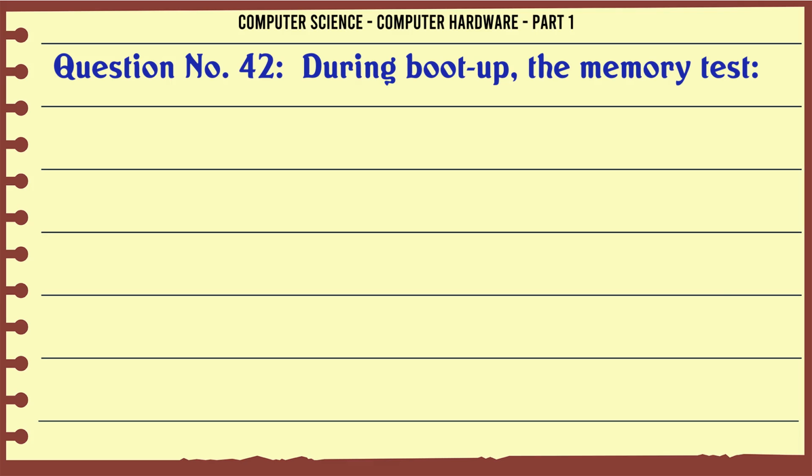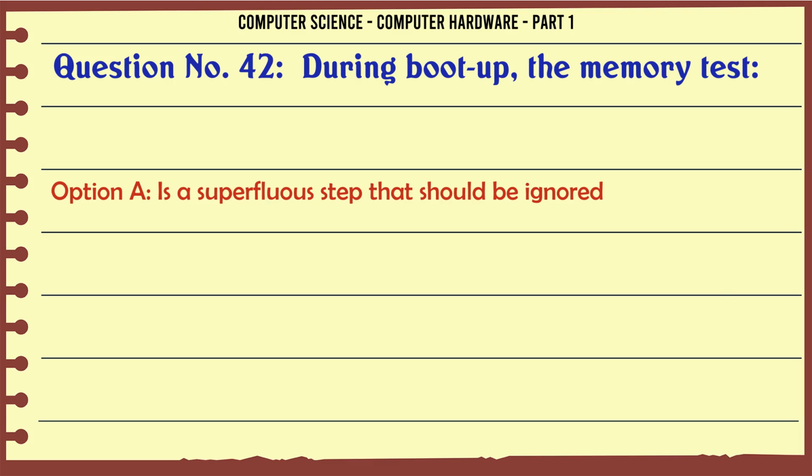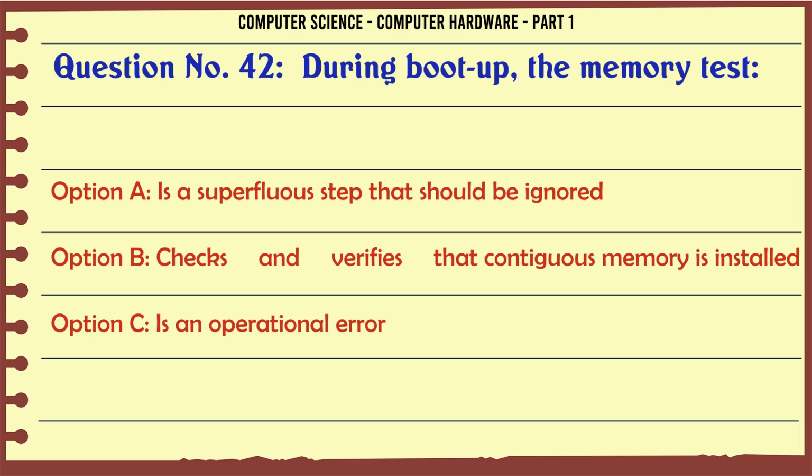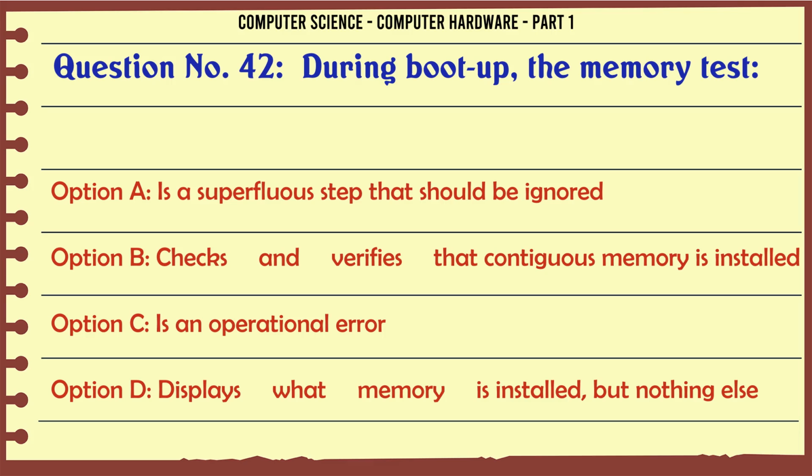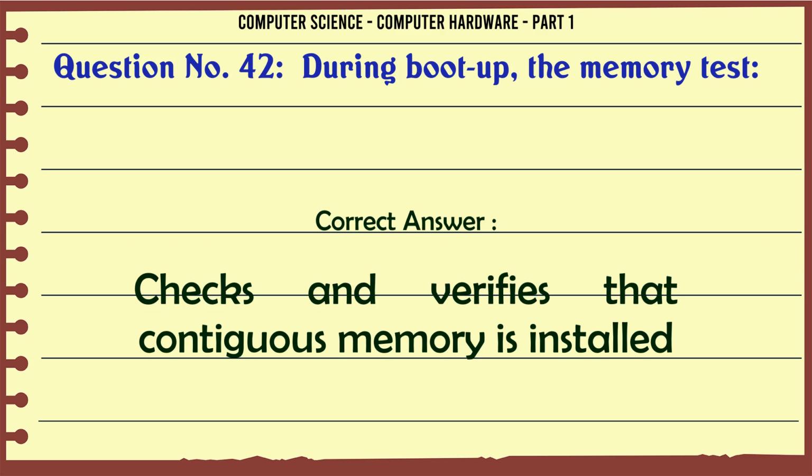During boot up, the memory test: A. is a superfluous step that should be ignored. B. checks and verifies that contiguous memory is installed. C. is an operational error. D. displays what memory is installed but nothing else. The correct answer is checks and verifies that contiguous memory is installed.